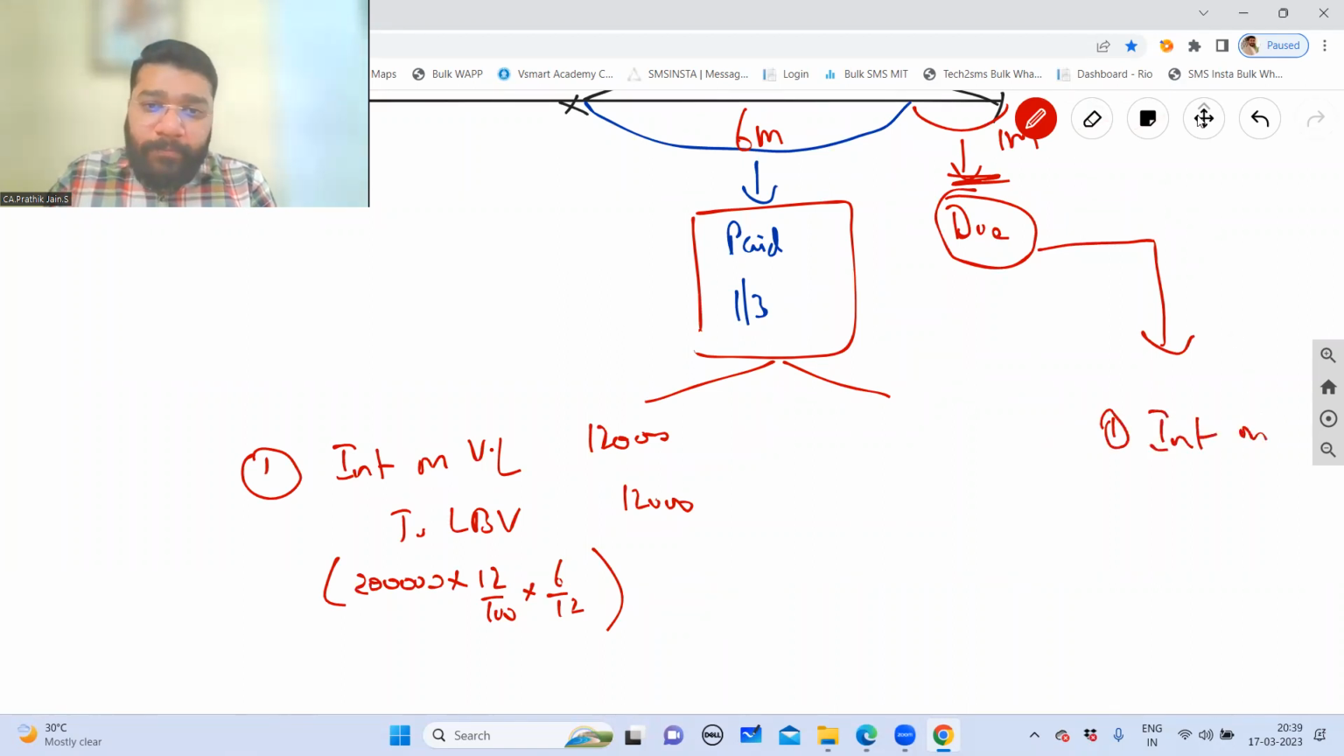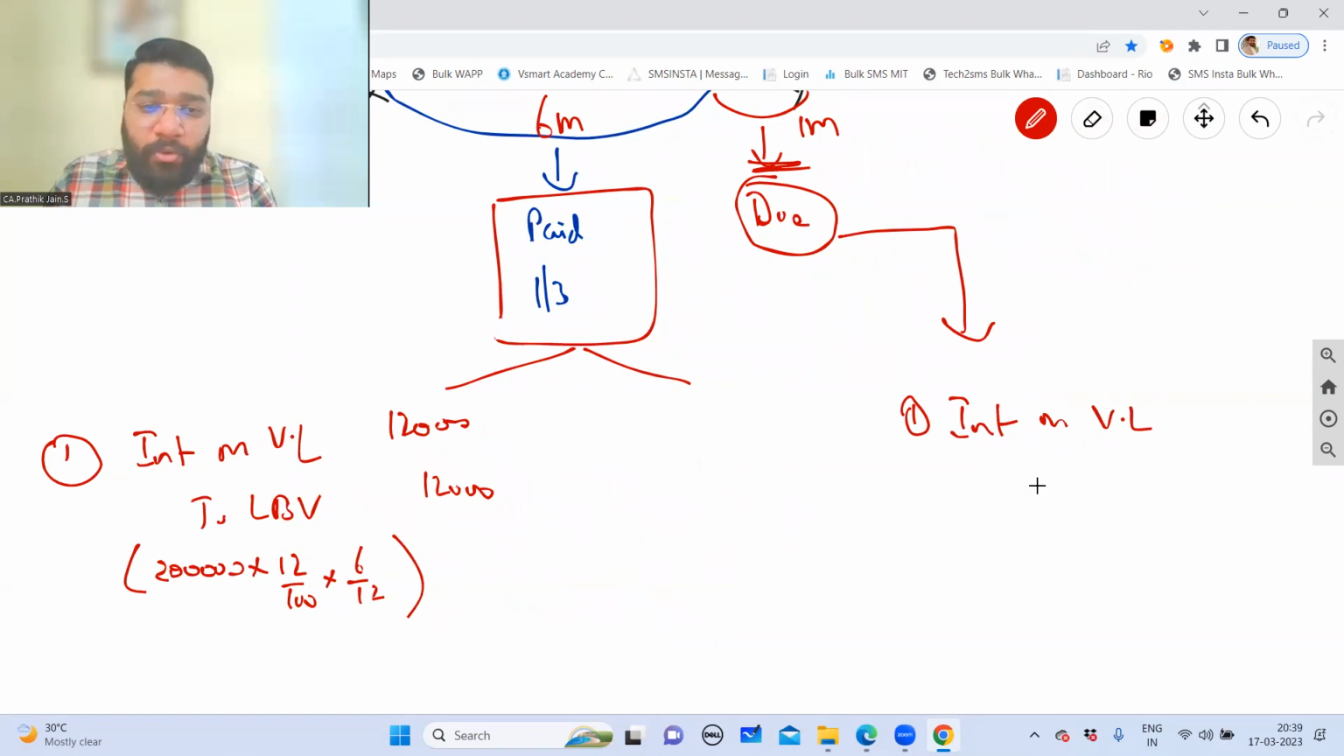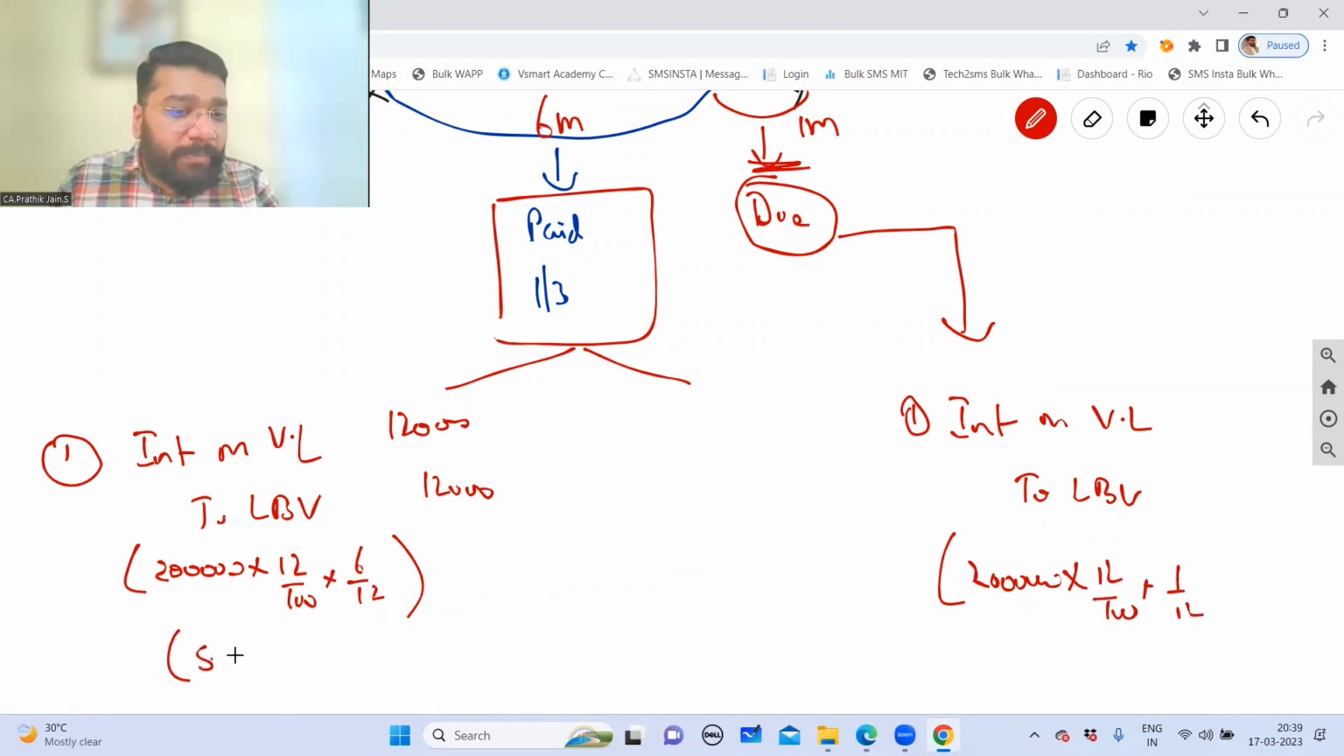Now, for the amount of March, I'll pass an entry called interest on Vijay's loan to loan by Vijay. This will be 2 lakh into 12 by 100 into 1 by 12, because the earlier one is from September to February and this is for March. How much?